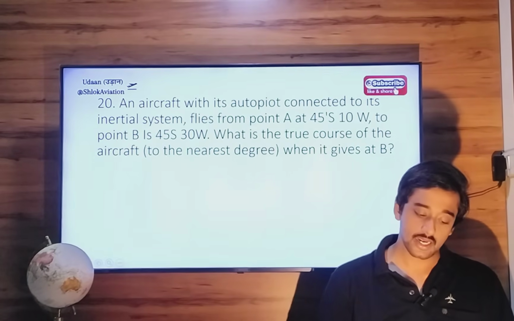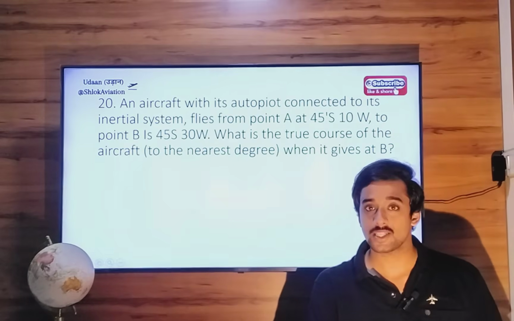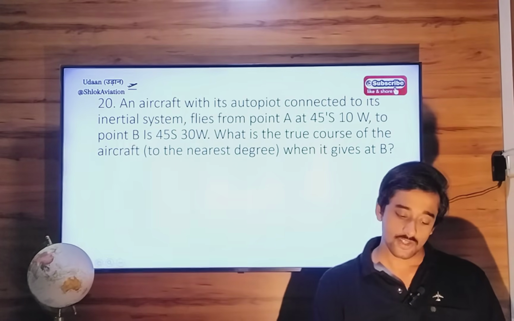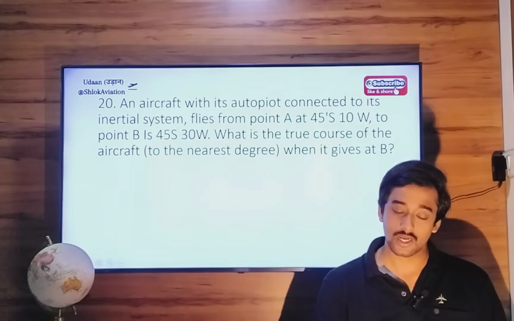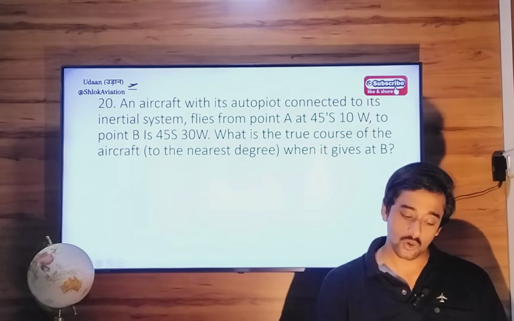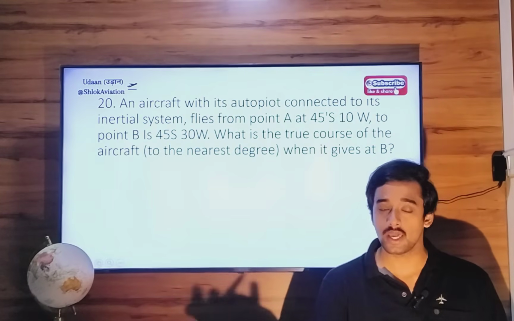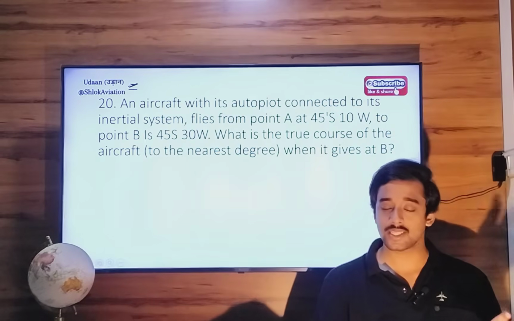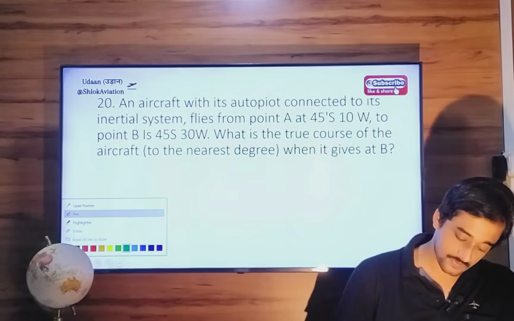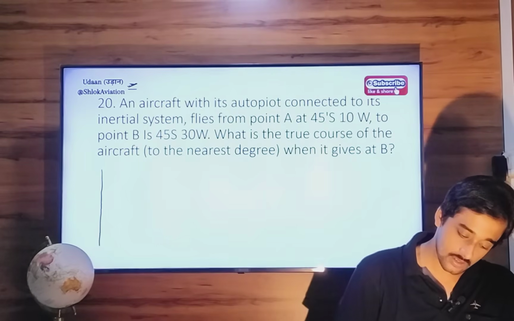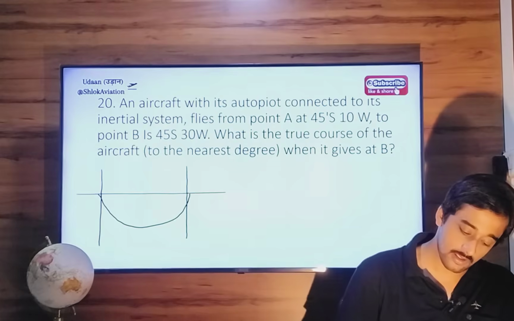An aircraft with its autopilot connected to its inertial system flies from point A, which is at 45 south 10 west, to point B, 45 south 30 west. What is the course of the aircraft when it arrives at B? So we have to find the great circle track at A and the great circle track at B. South hemisphere, so the great circle will be like this.